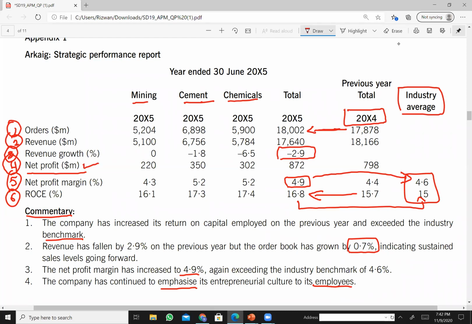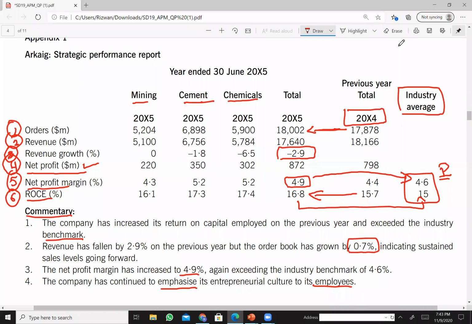We are given net profit margin and return on capital employed as well. So yeah, it is also good from the shareholders' perspective. The other positive that I see here is that we are given the net profit margin industry average and the return on capital employed industry average. So it gives me the opportunity to benchmark. So this is how we'll benchmark. We'll compare our performance with the industry average. So these are the positives that I mentioned here.